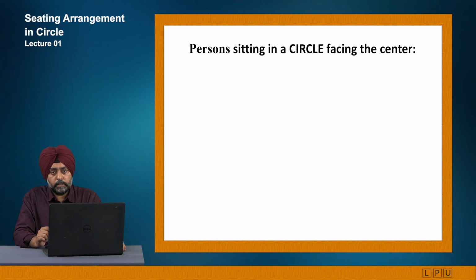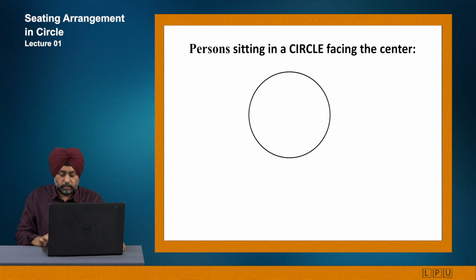Let us understand the basic thing of arranging the people in a circle facing center first. Suppose this is a circle and this is a person A sitting in a circle facing center. This will be the left side of A and this will be the right side of A. Left and right of a person sitting facing center will be the same as your left and right.